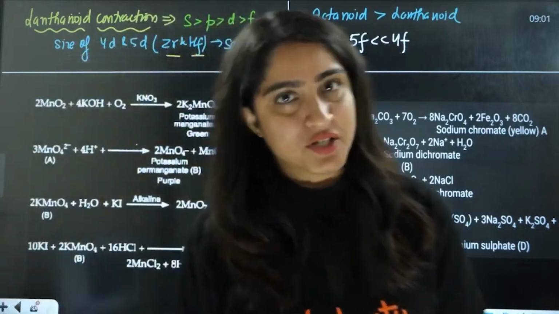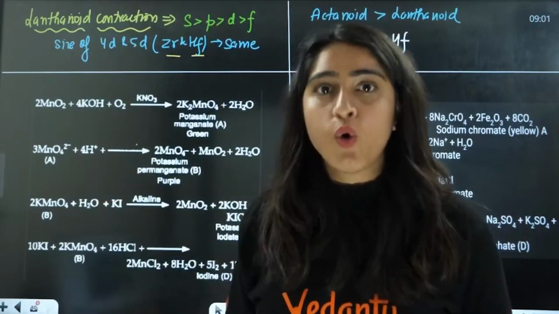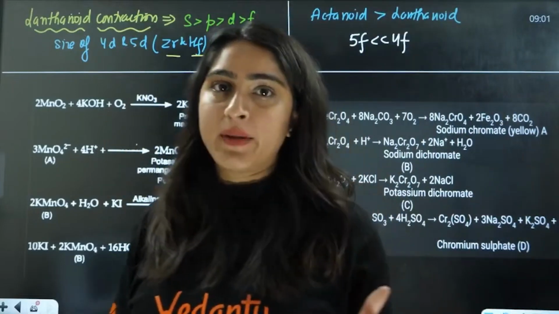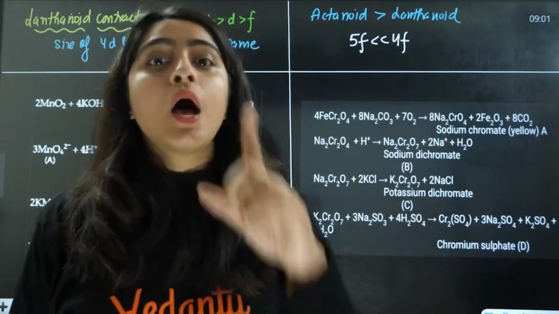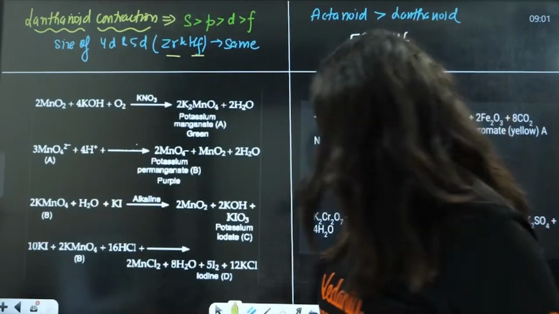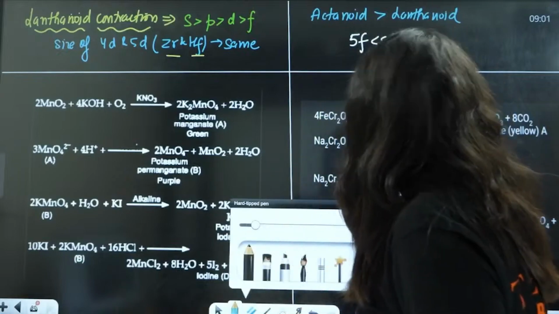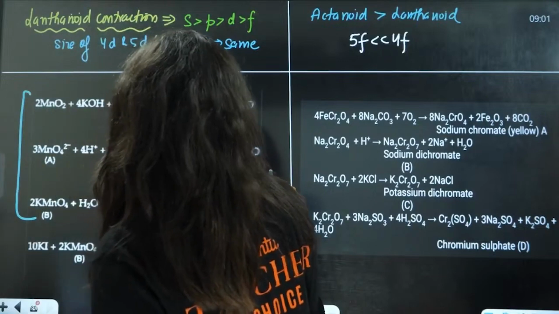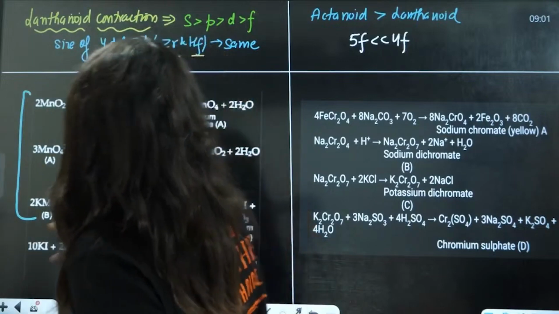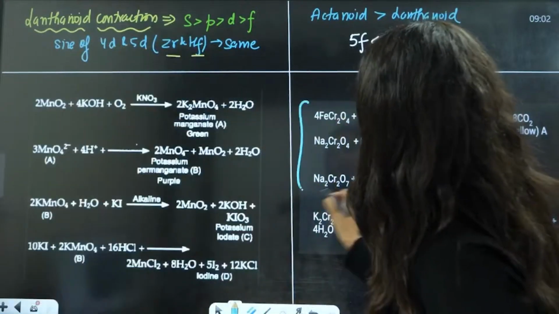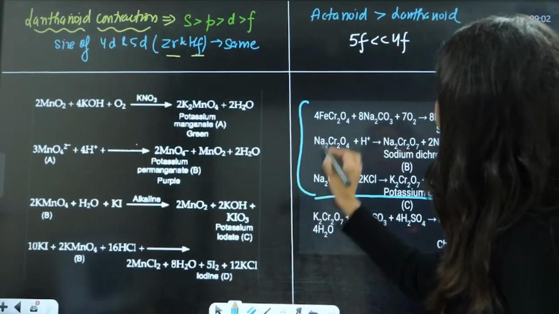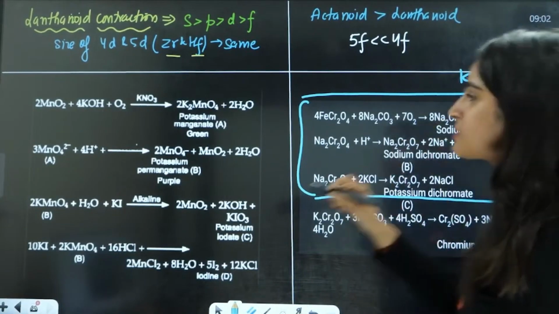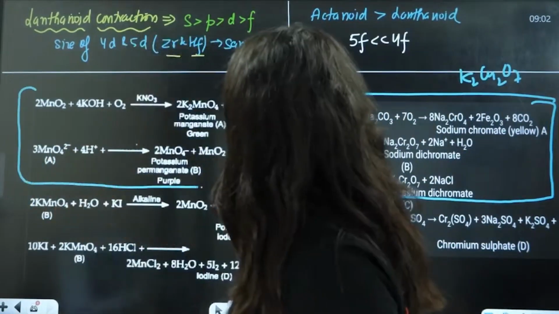Now, here are a few reactions that you have to write. Go and write these reactions. If you're not doing the reactions of KMnO4 and K2Cr2O7, I understand, but do these 8 reactions at least, okay? Here we have the 3-step preparation of K2Cr2O7. And this is the 2-step preparation of KMnO4.